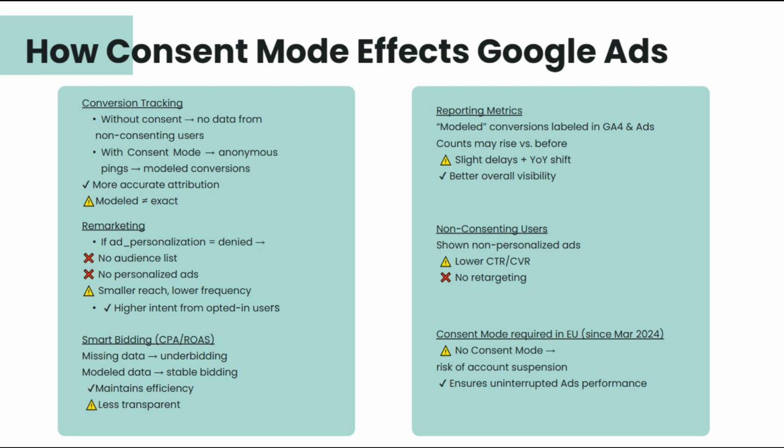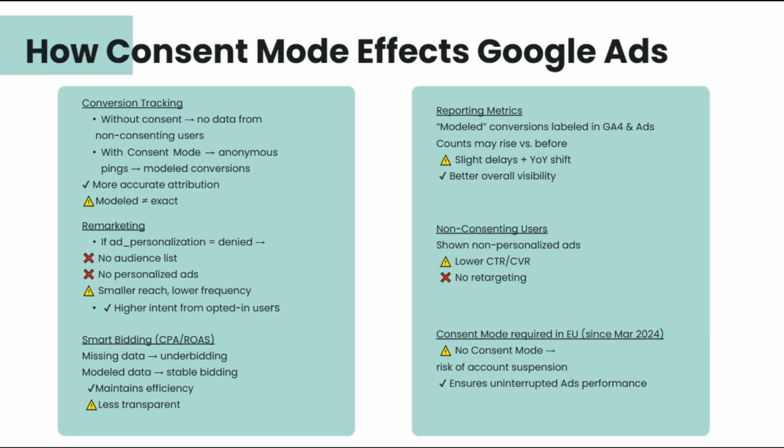The conversion rates on remarketing might remain high, because those who do get in the list are those who consented, possibly more engaged users. But volume is down. You should plan for this. Maybe invest more in prospecting or contextual ads to make up volume, or work on improving consent opt-in rates so more users can be remarketed.